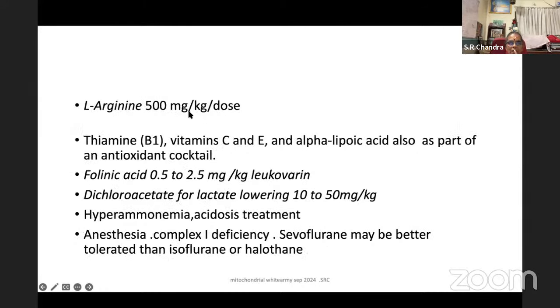L-arginine, 500 milligram per kg per dose. This is available. Then thiamine, that is B1, and vitamins C and E are part of the cocktail. Folinic acid, leucovorin, 0.5 to 2.5 milligram per kg. Dichloroacetate for lactate lowering, 10 to 50 milligram per kg if there is high lactate. Hyperammonemia and acidosis are treated on their own merit with ammonia scavenging and alkali. Anesthesia should be given only with sevoflurane when there is complex 1 deficiency.